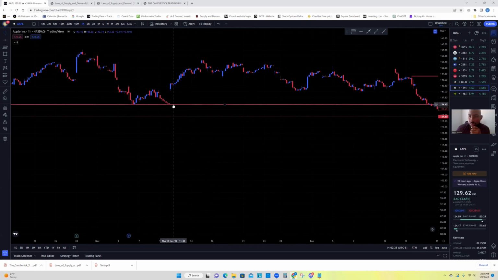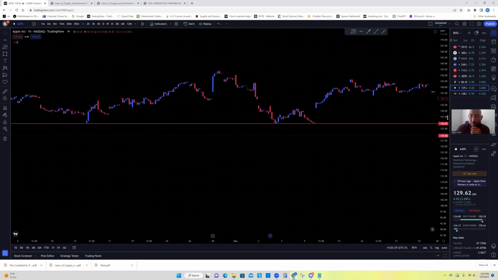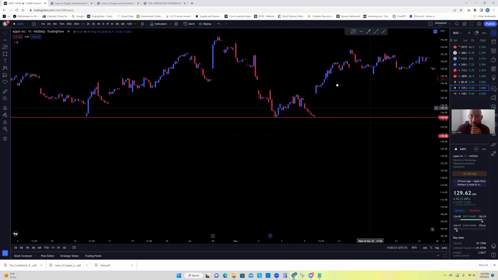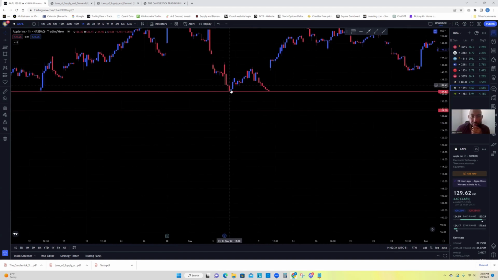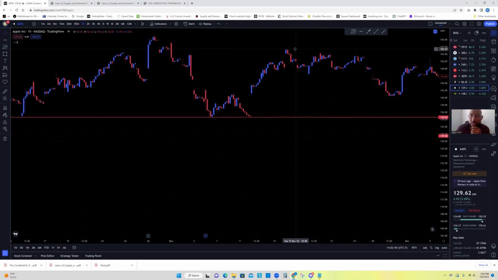Let me see, what's this? 134. All right, so we can go here. We've got a drop base, and then we got a rally. And eventually this rally became way up here.